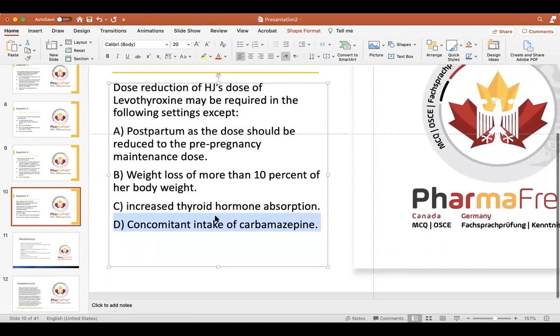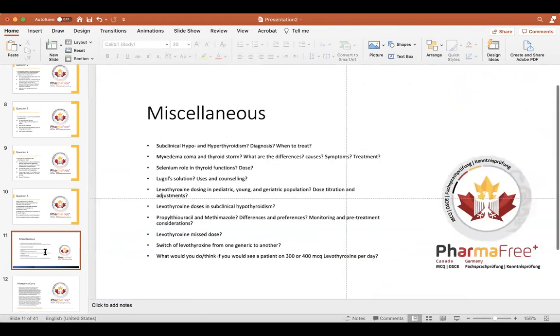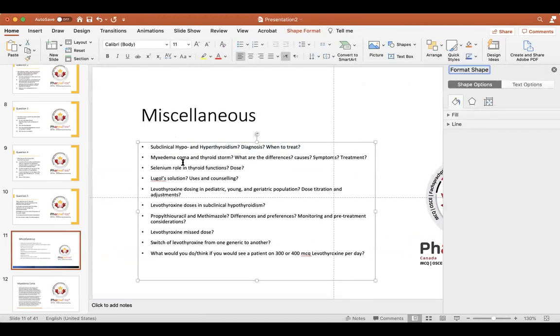Okay, let's proceed. We have some miscellaneous questions. Subclinical diagnosis, when to treat: we addressed that. Myxedema coma and thyroid storm: what are the differences? Causes, symptoms, treatment. Quickly.